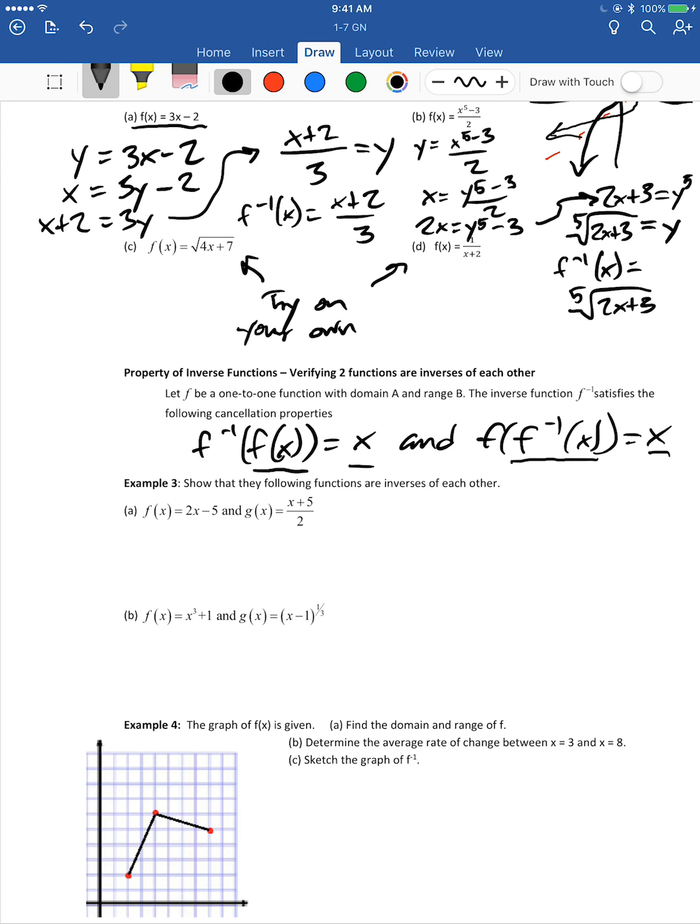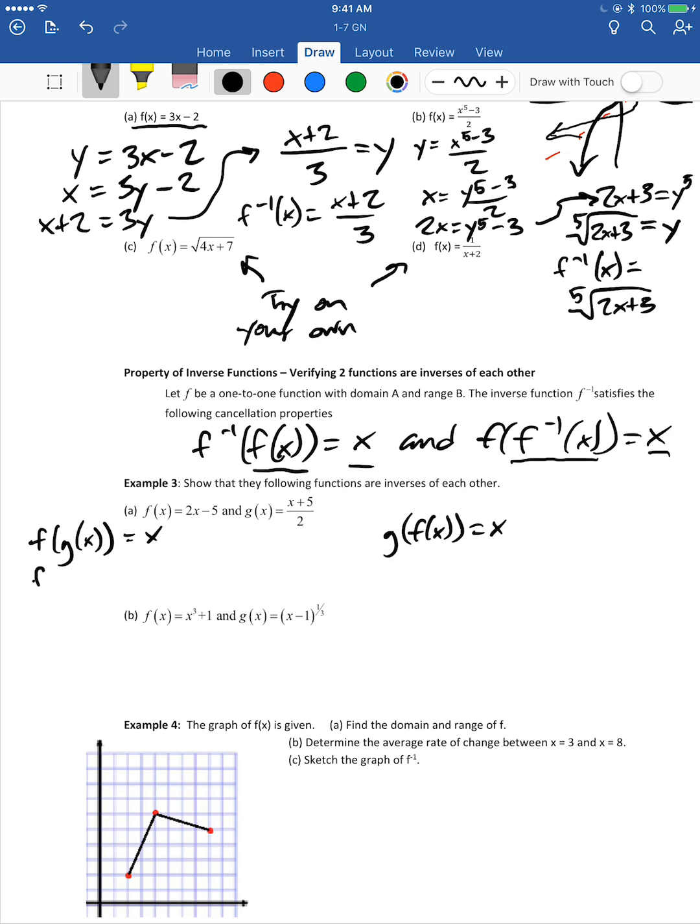Show that the following functions are inverses of each other. So I want to prove that f of x and g of x are inverses of each other. So that means I need to prove that f of g of x equals x, and I need to prove that g of f of x equals x. So let's start with f of g of x.